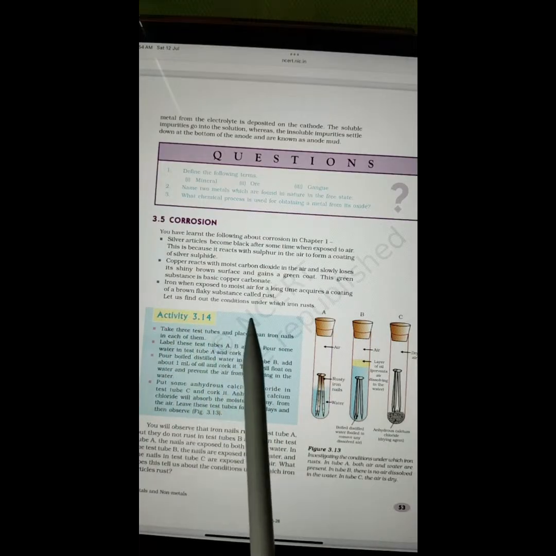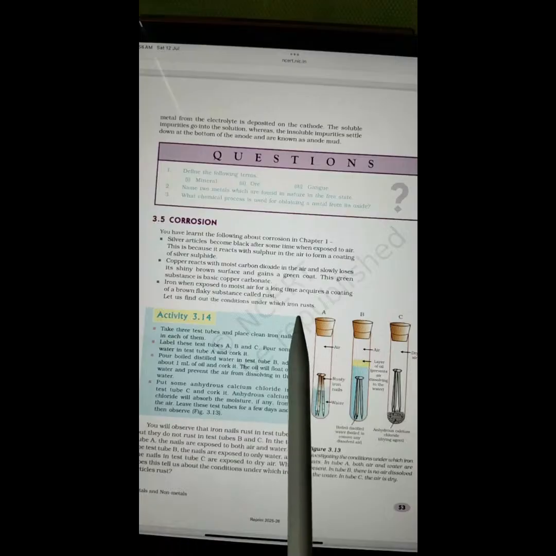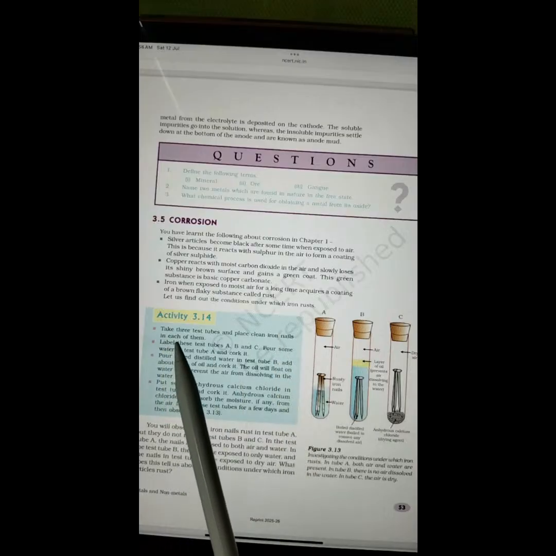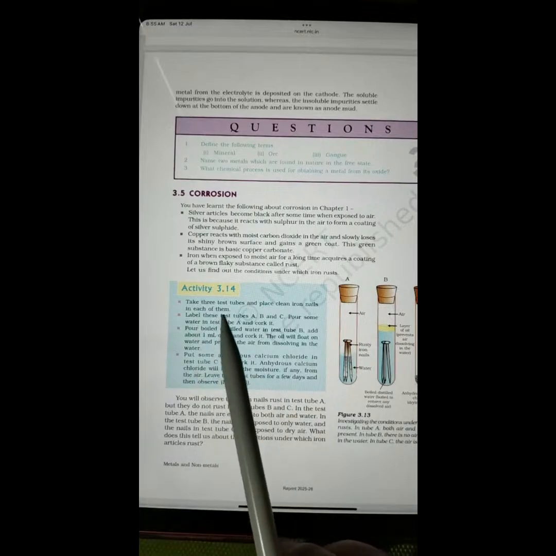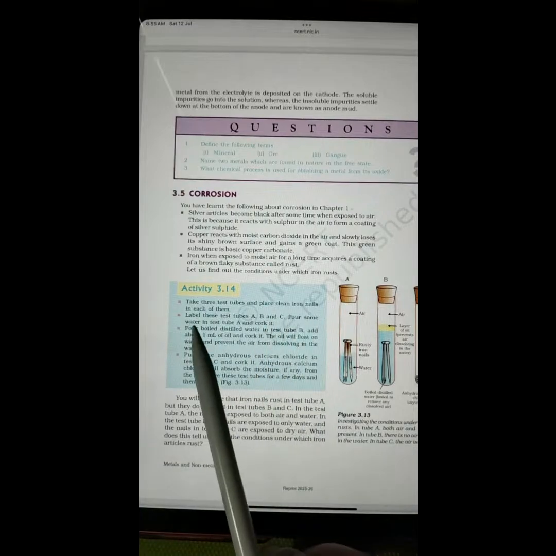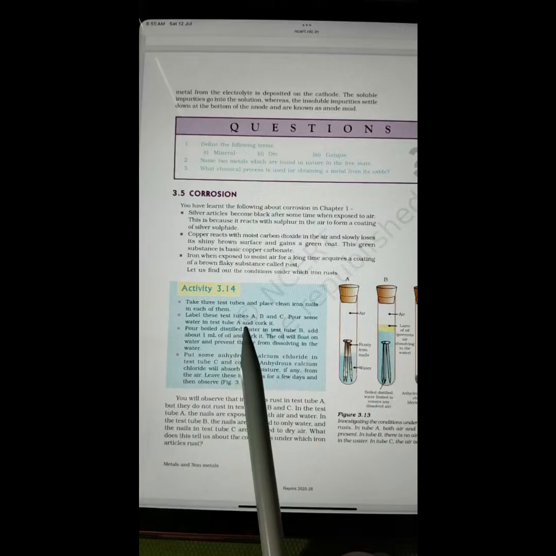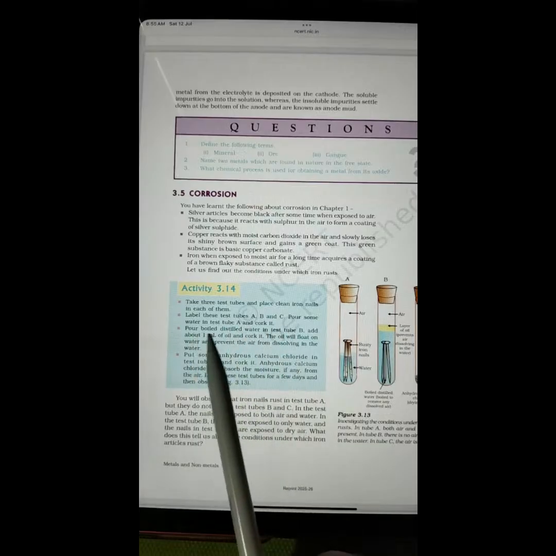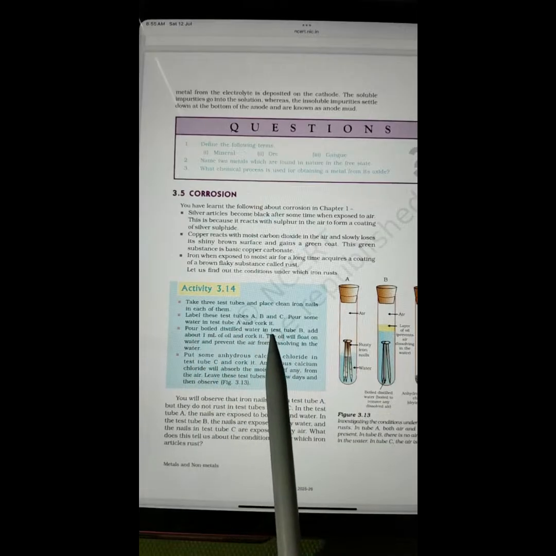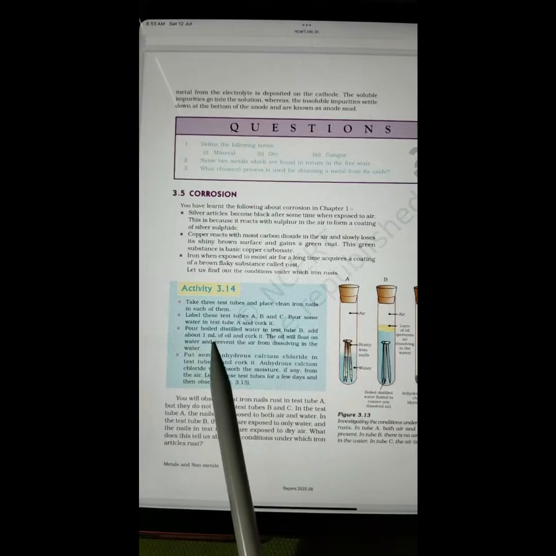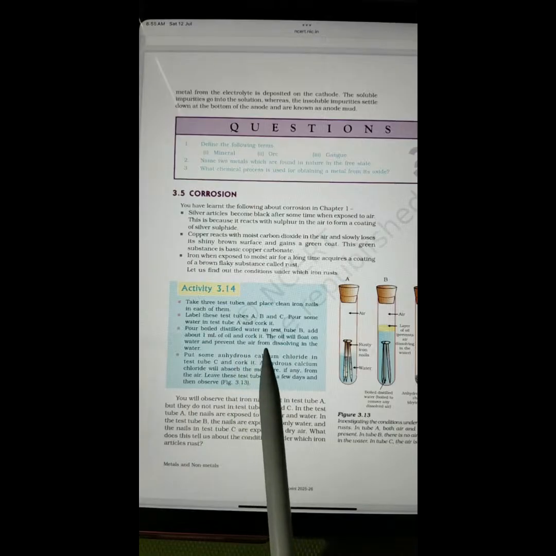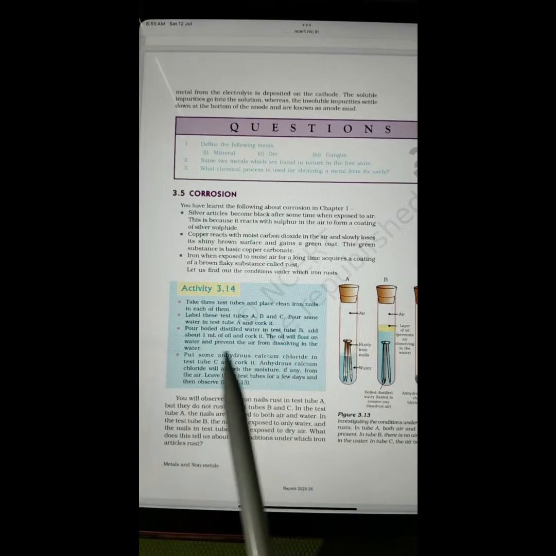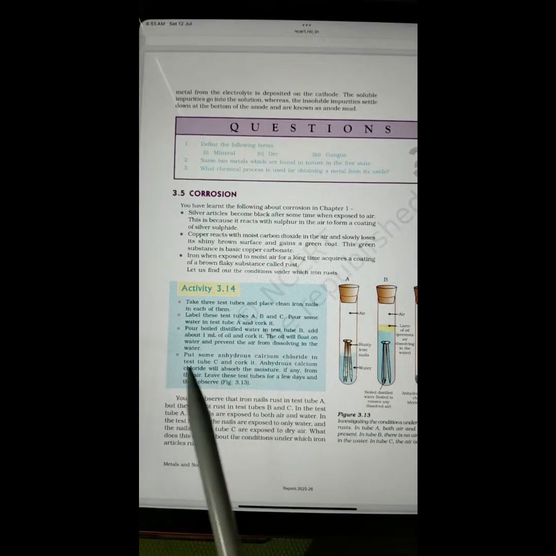Let us find out the conditions under which iron rusts. Activity 3.14. Take three test tubes and place clean iron nails in each of them. Label these test tubes as A, B, and C. Pour some water in test tube A and cork it. Pour boiled distilled water in test tube B and add about 1 ml of oil and cork it. The oil will float on water and prevent the air from dissolving in the water.